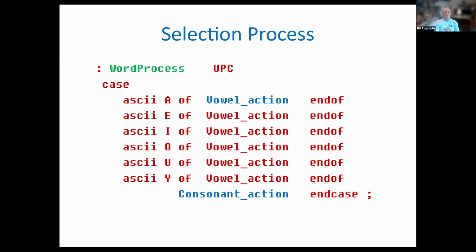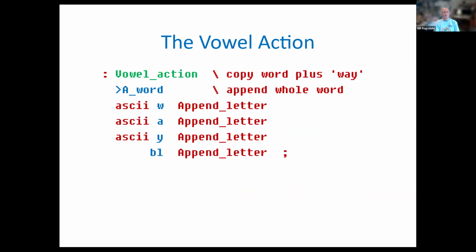The vowel action is pretty simple. We know we're going to just put the way at the end. So in the case of the word, we already have the word in the output buffer. The greater than a word passes the word to the output buffer, and then we simply append W-A-Y and a blank at the end. So that's translated a word beginning with a vowel.